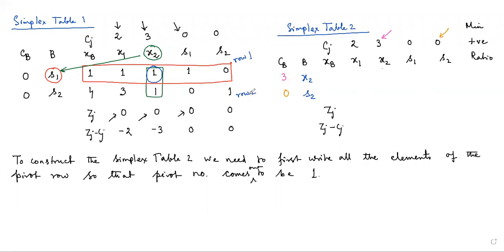Which one was my pivot row? My row 1 was my pivot row. So I am going to write the elements of row 1 first in the new matrix, a new table, in such a manner so that in this position 1 comes.